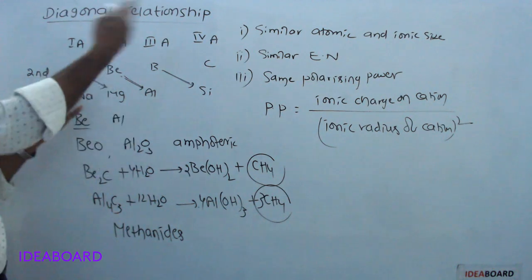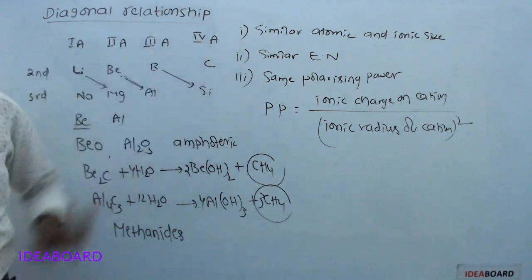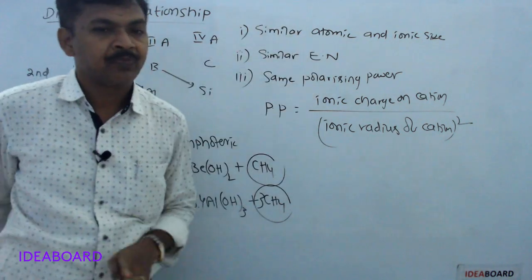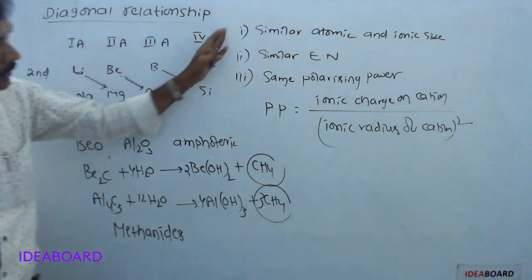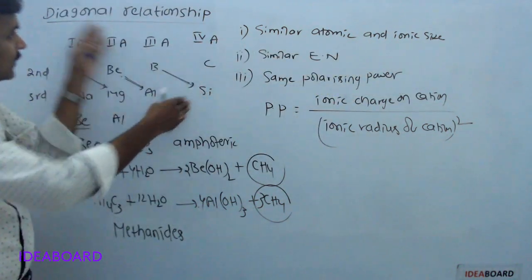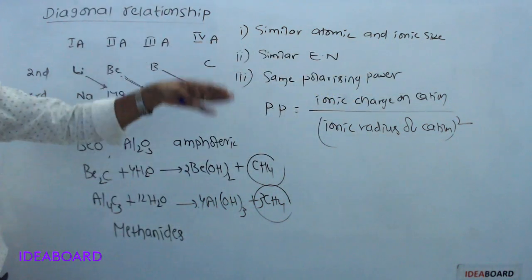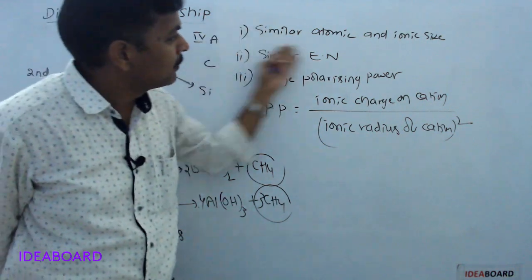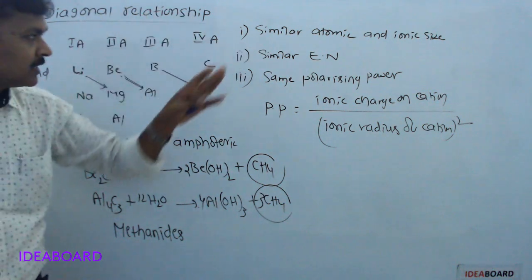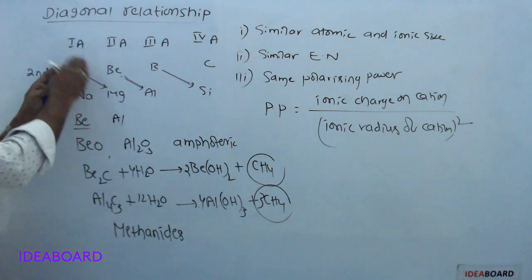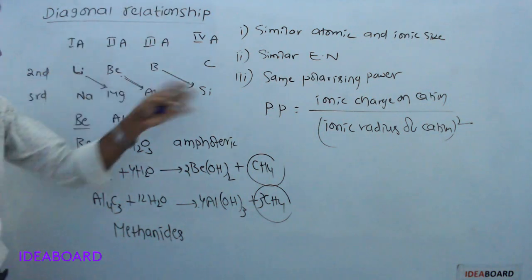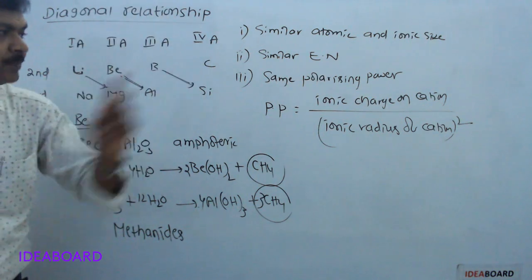This diagonal relationship is up to fourth A group only. After fourth A group, these properties will differ. Up to fourth A group, these properties are almost same. That's why up to fourth A group only this diagonal relationship. But after fourth A group, variation of these properties is more. That's why diagonal relationship disappears. It is applicable only first A to fourth A group and for second and third period elements only.